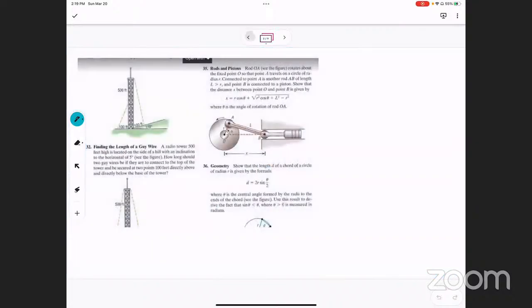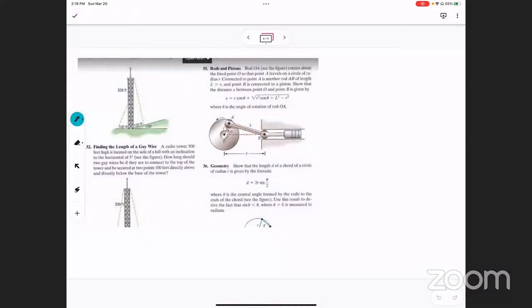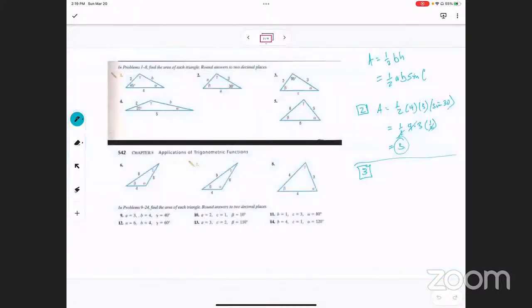I forgot to assign one to you. Here, I'm going to circle the ones I want you to do. 25 and 32. So for number 3, what would you do? Oh, go ahead. You're doing it. Good job.